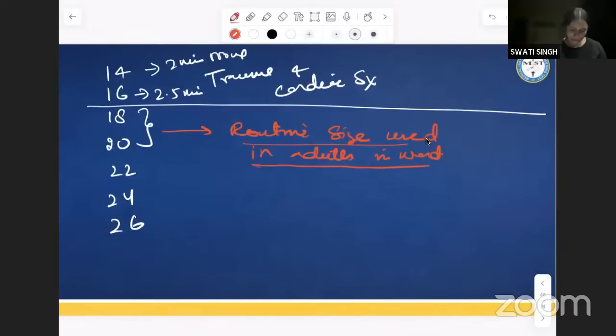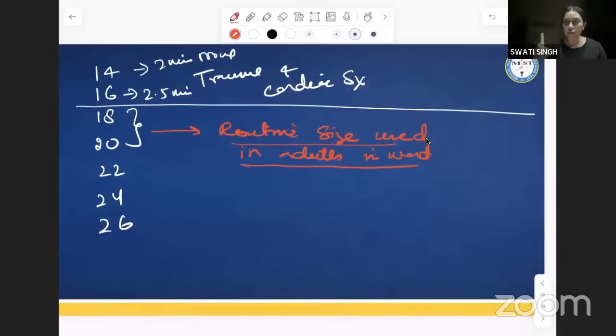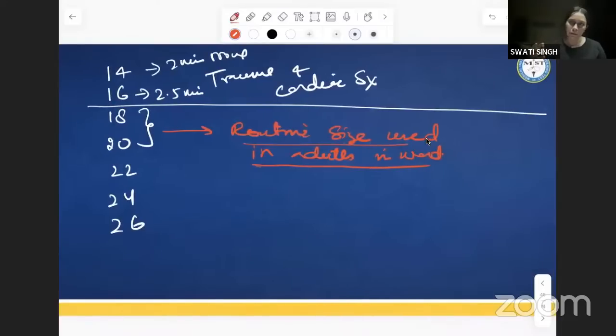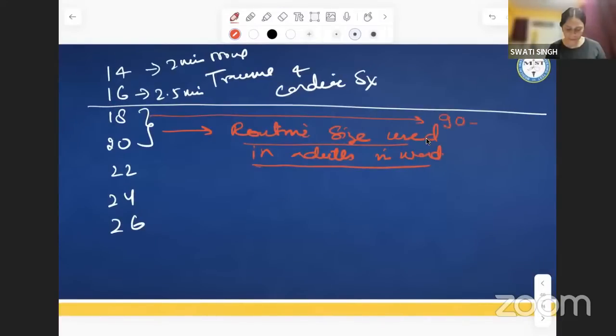Okay. So in adults, for these two cannulas you need to remember their flow rate. 18 gauge, the flow rate is 90 to 110 ml per minute. 20 gauge, we can give fluid at 55 to 60 ml per minute. Only for these two cannulas you have to remember the flow rate. This is very important.